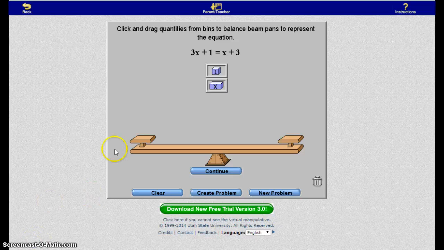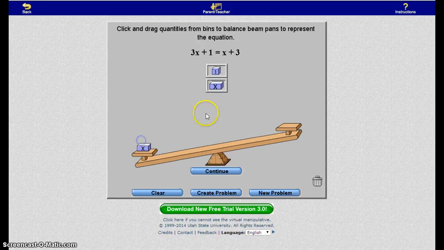So here we go. This equation says 3x plus 1 equals x plus 3, so in order to represent that, I have to drag out 3 x's on one side. The equal sign is like the balance beam. It's like how this is represented right there. So this side is on one part, and then this side is on the other part. Add one to that side.